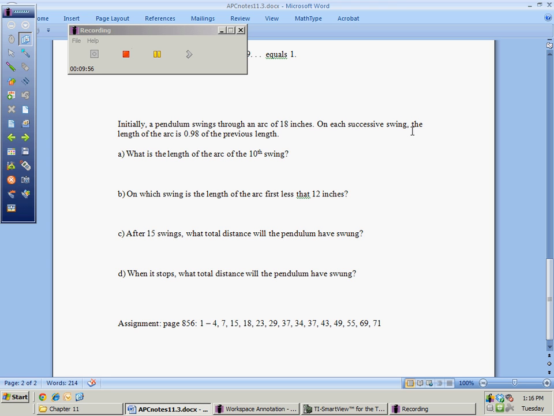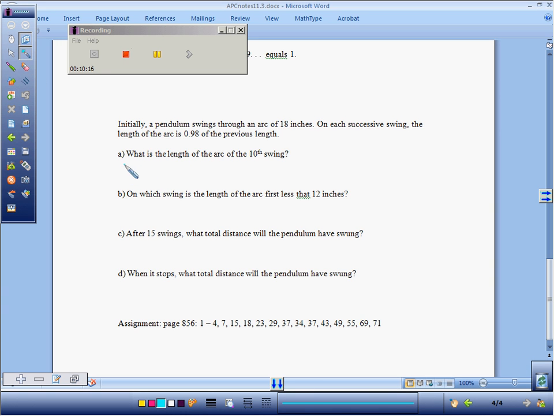And this is just a geometric sequence as well. Initially, a pendulum swings through an arc of 18 inches. On each successive swing, the length of the arc is 0.98 times the previous arc. So in this case, you want to start by writing the very first term of the sequence, which is 18, and the next thing is 0.98 times 18, and so on and so forth. What is the length of the arc on the 10th swing?